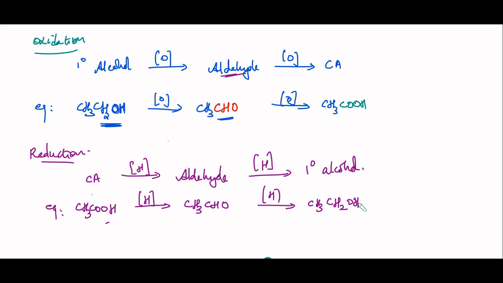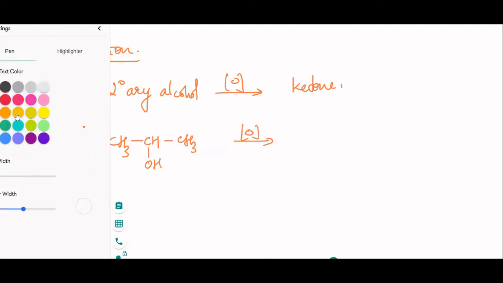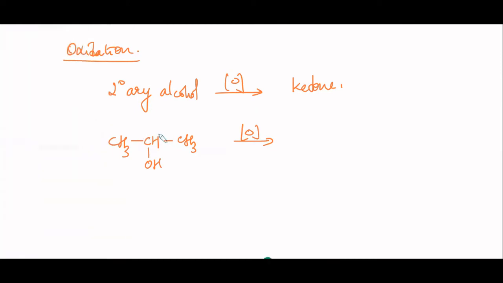Okay, this is regarding primary alcohol. Let's go for secondary alcohol also. Now let's see oxidation. Oxidation is addition of oxygen. So a secondary alcohol takes up an oxygen to give a ketone. I can write CH3CHOHCH3. A secondary alcohol will be connected to two other carbon atoms. When it is oxidized, this hydrogen and this hydrogen will be removed, and we end up with CH3, C double bond O, CH3, a ketone.